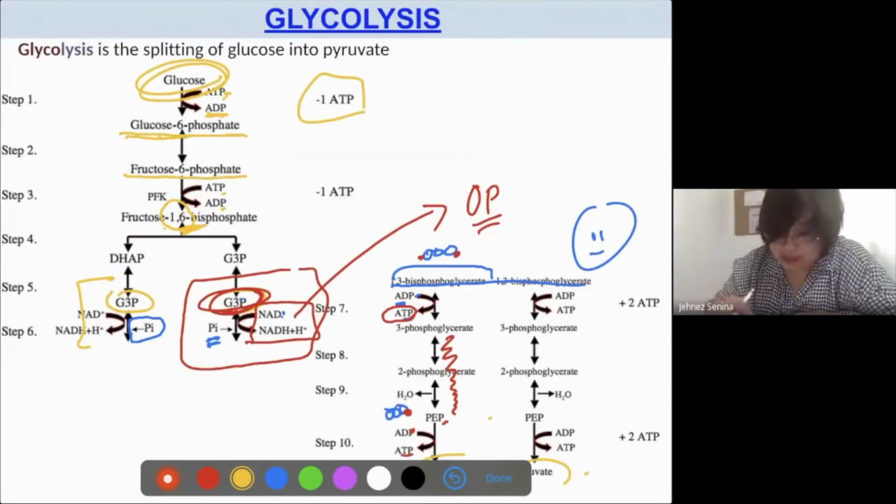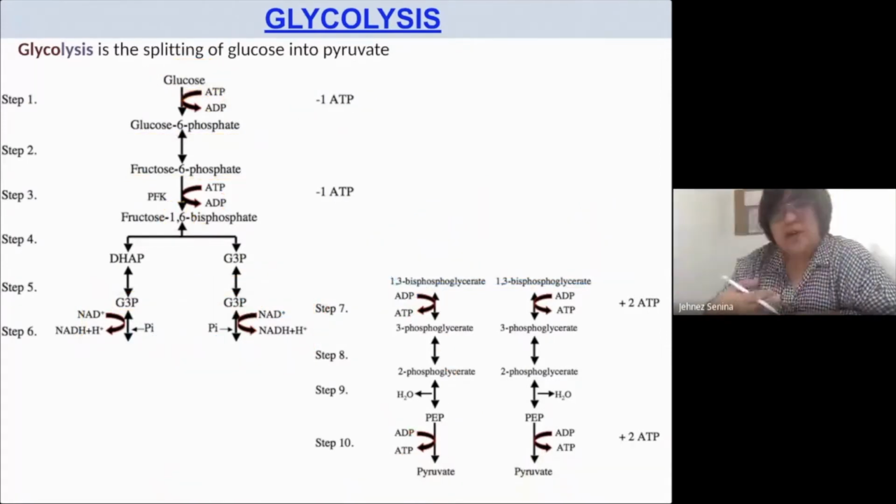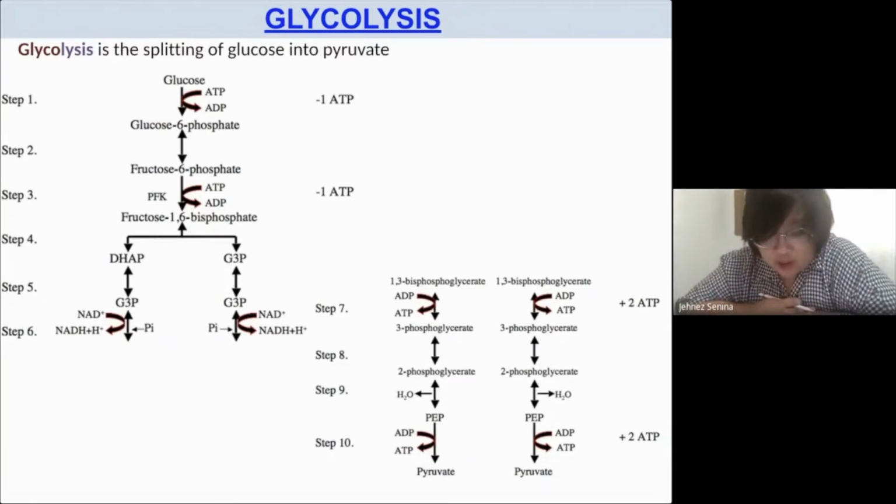Sorry, I want to hide this. That looks cleaner. Please look at the diagram. Ask me questions. I want to highlight important steps here. I'm not going to use my pen anymore. Do you see where the oxidation of G3P is? Can you point it out? Do you see where the reduction of your NAD plus is?